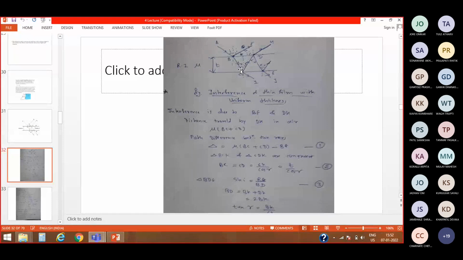Cos of r means this one, the angle of refraction, that is small r. Cos of r is equal to CK upon BC. Okay. But what is CK? CK is common for both the triangles, and CK is nothing but the thickness. So instead of CK, I write the thickness small t upon cos of r. So this is your equation number 2.